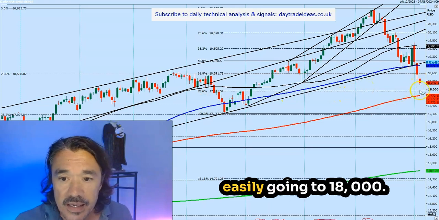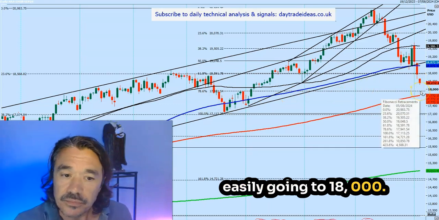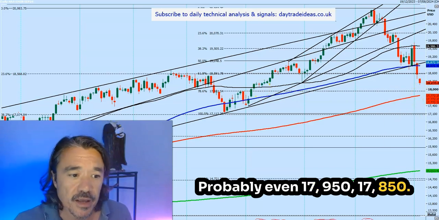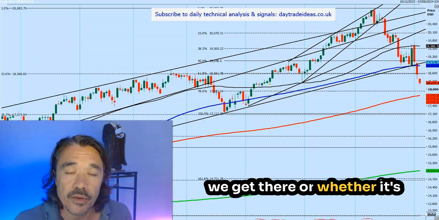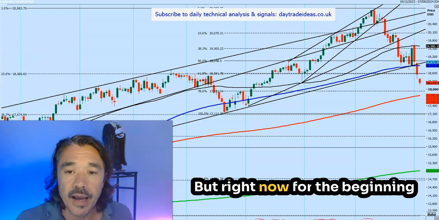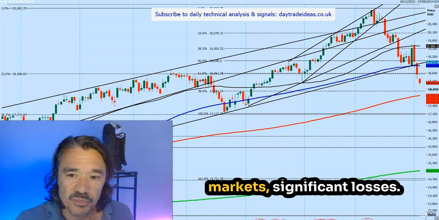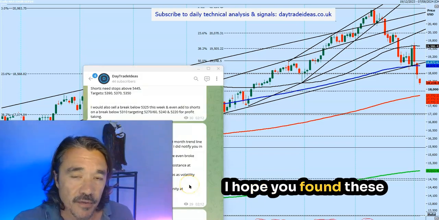It looks like we're easily going to 18,000, probably even 17,950, 17,850. So we'll see what happens when we get there or whether it's worth trying a long position. Right now, for the beginning of the week, I'm expecting further losses for the US stock markets. Significant losses.